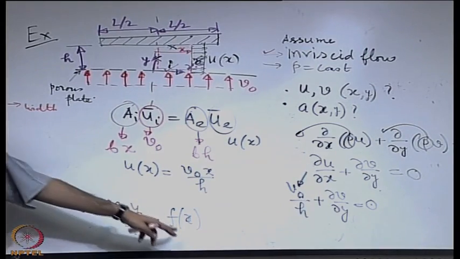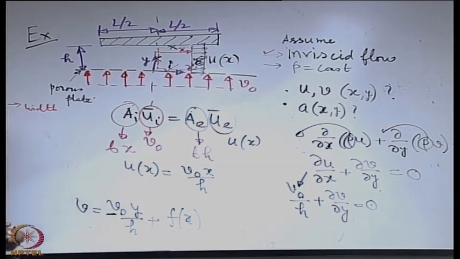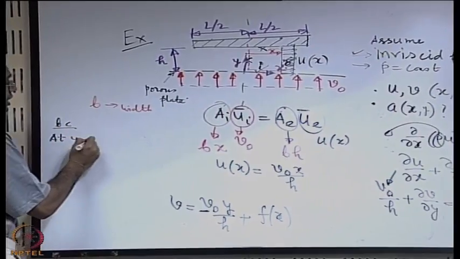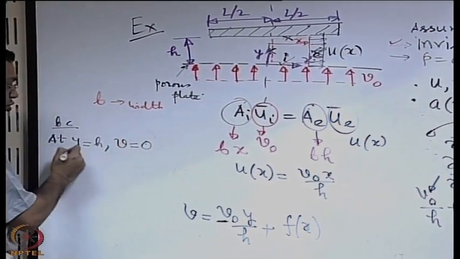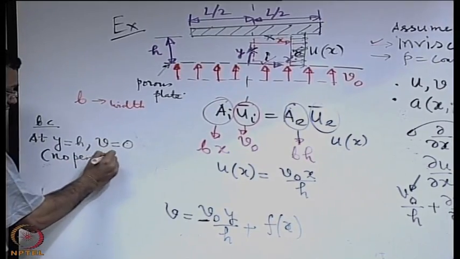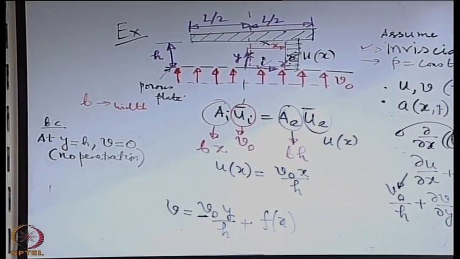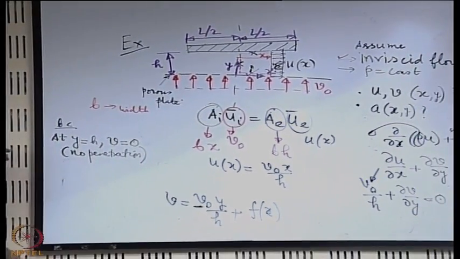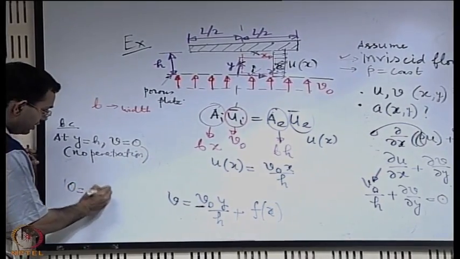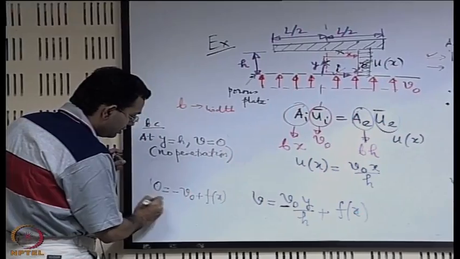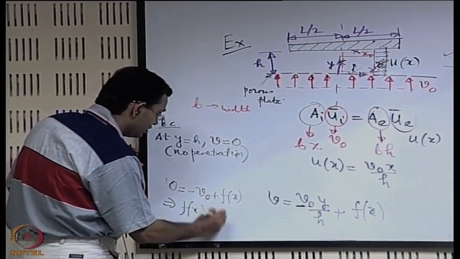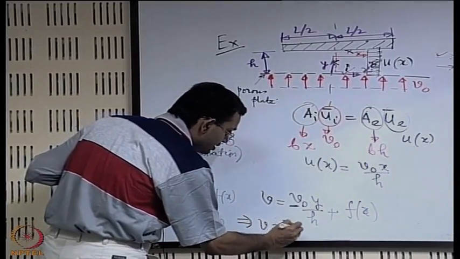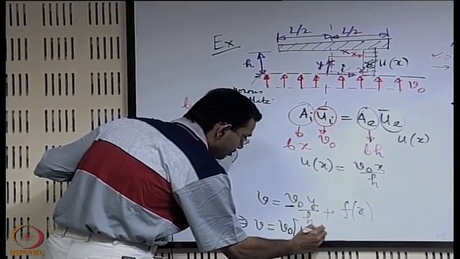Now you can find this out with a boundary condition. So what boundary condition is there? At y equal to h you must have v equal to 0. This is the no penetration boundary condition, not no slip, again I am repeating, because it cannot penetrate physically through the boundary. So if you substitute, minus v0 plus f(x), therefore f(x) becomes equal to v0. This means that you have v equal to v0 into (1 minus y by h).